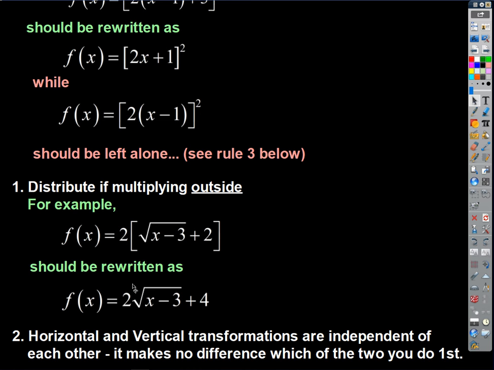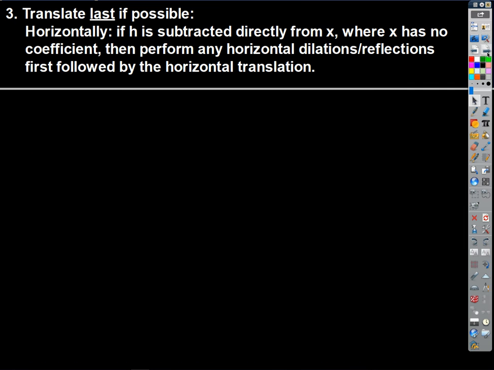Down here I did the vertical dilation, and then I just slid it horizontally and vertically, it turns out, right? That makes sense? So if possible, we always want to hold out till the end, right? We want to do all the other stuff first, and if the number is being added or subtracted just from a plain old x, save it to the end and then slide the finished product.